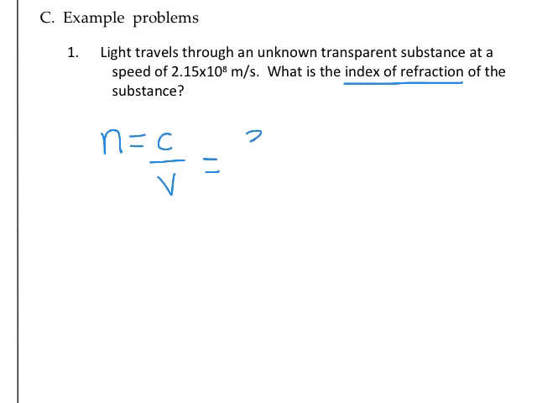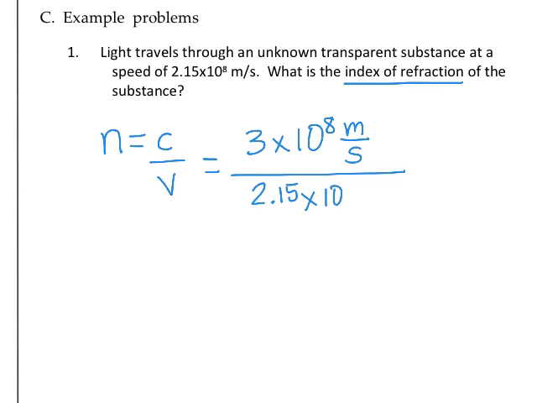The c is the speed of light in a vacuum, which is always 3 times 10 to the 8th meters per second. And then we were given the speed of light in that particular material, and it was 2.15 times 10 to the 8th meters per second. Again, notice that our units cancel, and when you type that into your calculator, you should get a value of about 1.4.